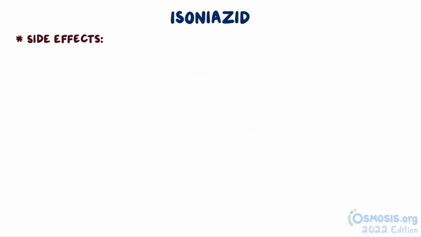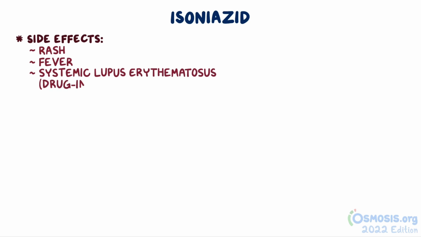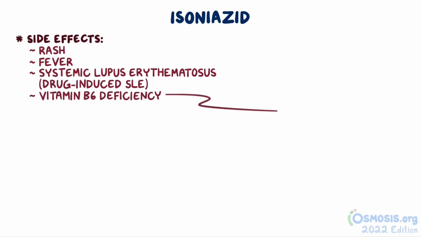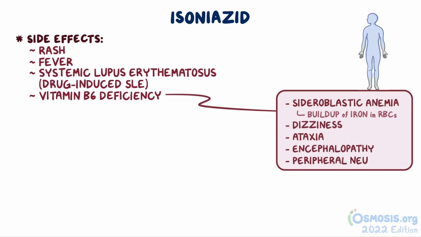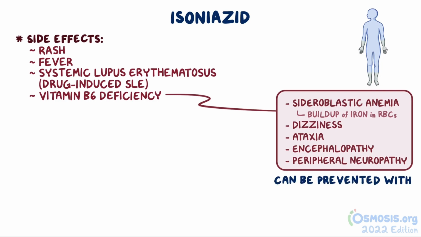Side effects, though, include rash, fever, and systemic lupus erythematosus, also called drug-induced SLE. It can also cause vitamin B6 deficiency, which leads to sideroblastic anemia, where there's a buildup of iron in the red blood cells in the body, causing them to be immature and dysfunctional. Vitamin B6 deficiency also leads to neurological symptoms like dizziness, ataxia, or encephalopathy, but the most common is peripheral neuropathy. Fortunately, these side effects can be prevented with the administration of pyridoxine, or vitamin B6.